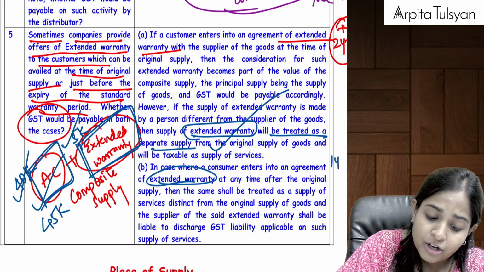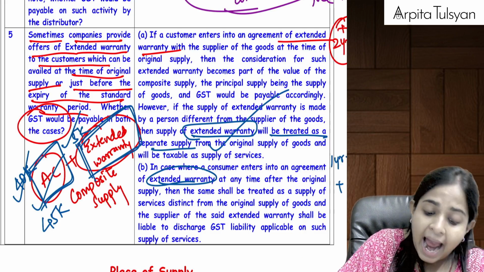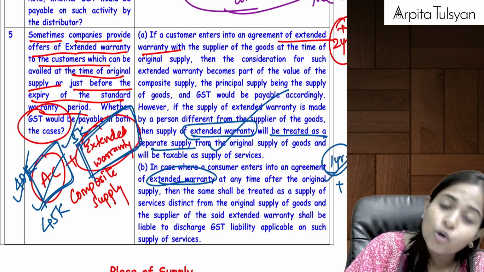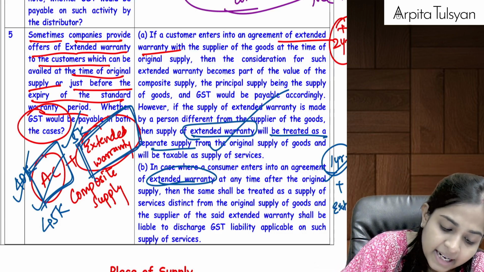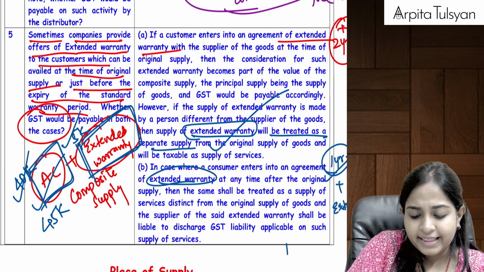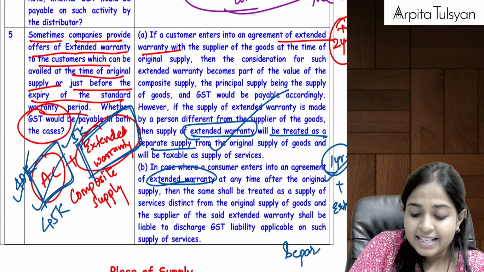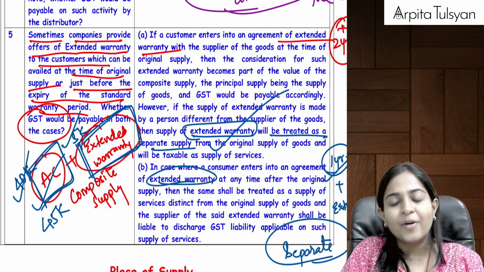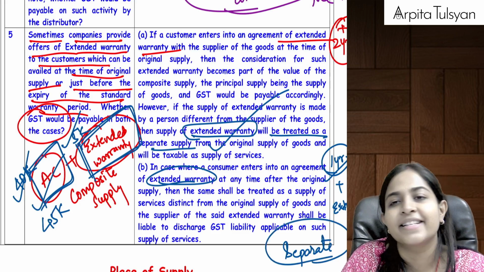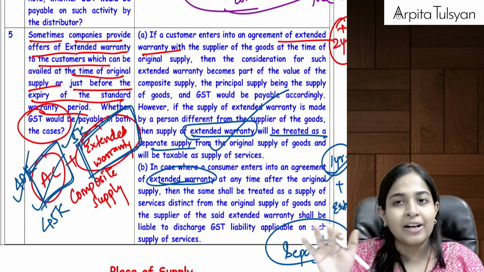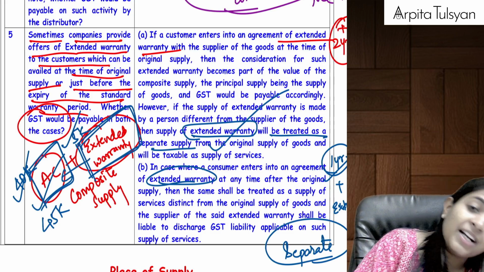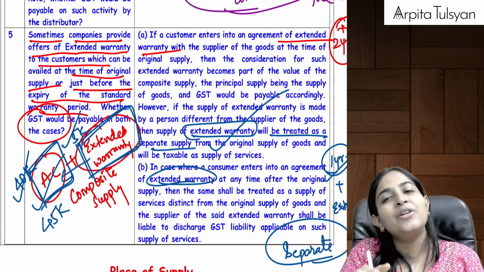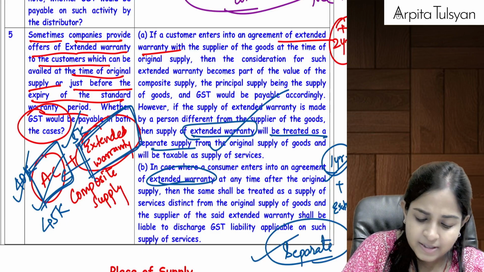Next case: I am taking an extended warranty after my original warranty gets over. Let's say my original warranty was of 1 year, and once this 1 year is over, I am now planning to take an extended warranty. Then this will be considered a separate supply. This cannot be considered a composite supply. Only when I was taking it with the main supply can you call it a composite supply. Now this is a separate supply.